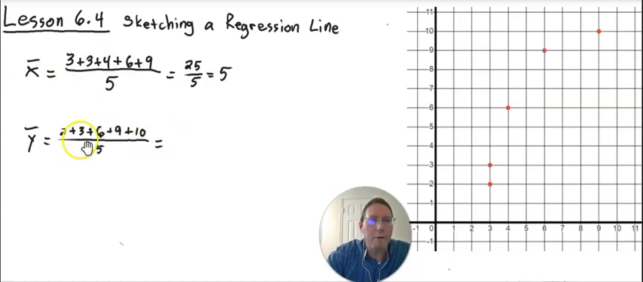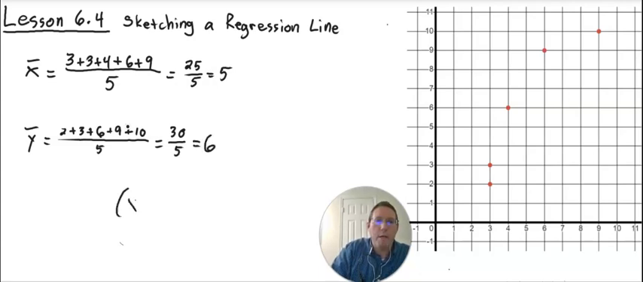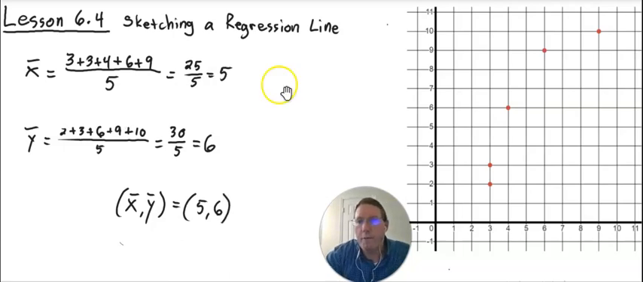And the mean y value is 2 plus 3 is 5, plus 6 is 11, plus 9 is 20, plus 10 is 30. So we've got 30 divided by 5, and that gives us 6. And therefore, the mean point, the x bar, y bar point, is (5, 6). Okay? And if we come over here, here's 5, and we go up here, here's 6. That's our mean point right here.